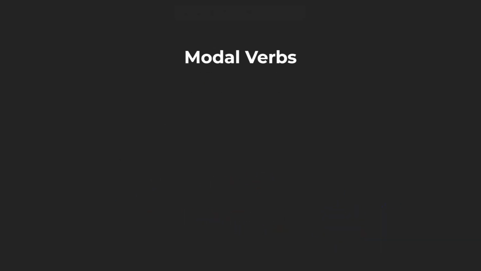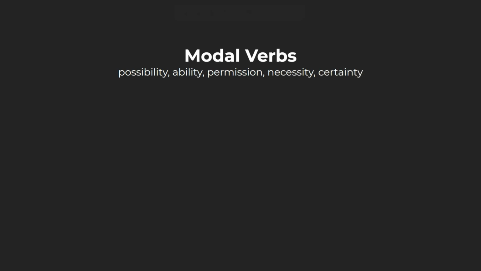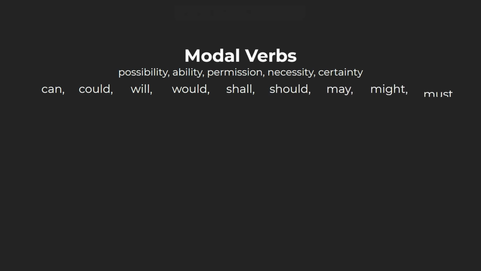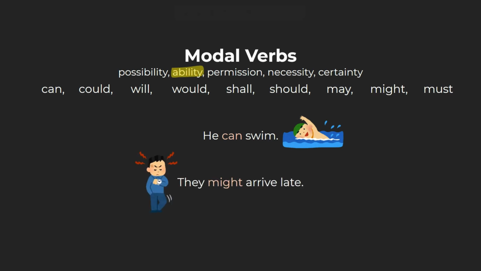Lastly, let's take a quick look at modal verbs. Modal verbs are used to express things like possibility, ability, permission, necessity, or certainty. Although it sounds like a lot, chances are you already know how modal verbs work naturally. Modal verbs are words like can, could, will, would, shall, should, may, might, and must. They work together with the main verb of the sentence. For example, in the sentence, he can swim, can shows ability. In they might arrive late, might suggests possibility. In you must stop, must shows necessity.